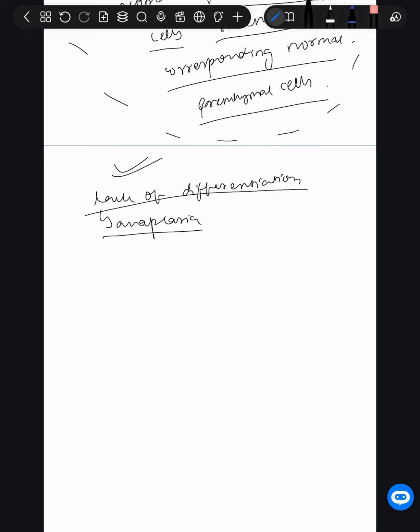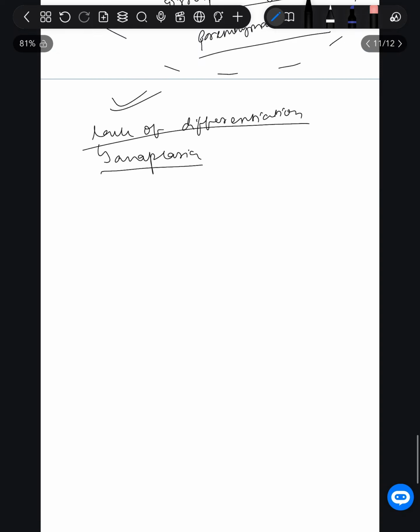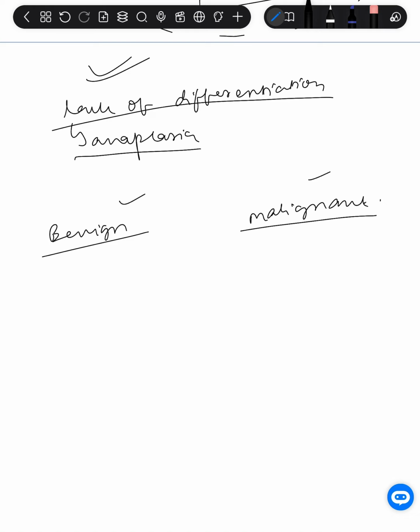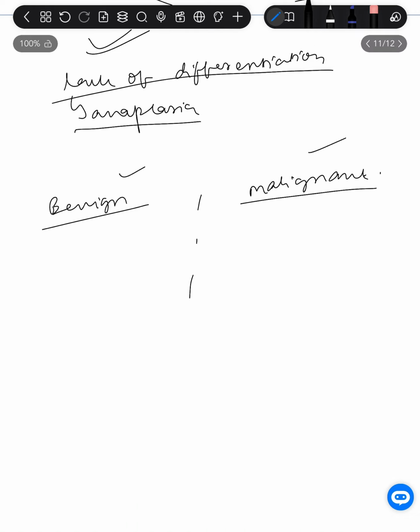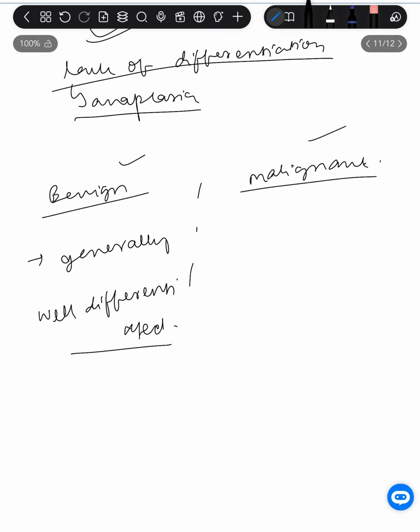Moving on. We know there are two types of tumors. First is benign tumor. Second one is malignant tumor. Benign tumors are generally, I'm saying generally, well differentiated. So the resemblance is very high. It's like twins. Okay, not twins, but yeah, you get the difference.